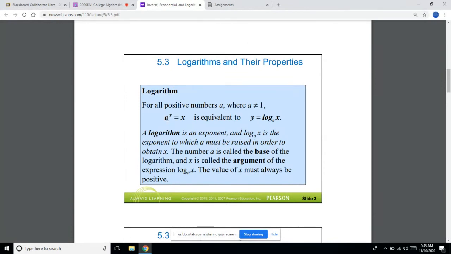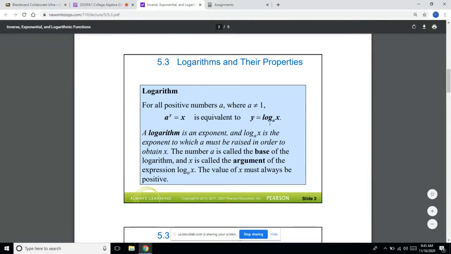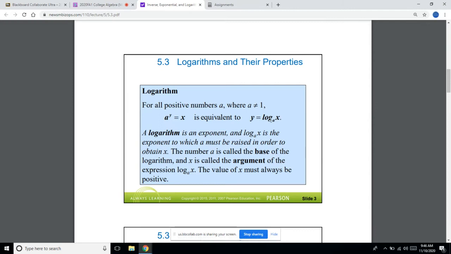Exponential form, a raised to the power of y is equal to x. That's equivalent to log form: y is equal to log base a of x. Notice that as far as my log is concerned, this is read as y is equal to the log base a of x, where a is the base of your log and x is called your argument. So if you hear me say things like the argument of your log, I'm simply referring to x.